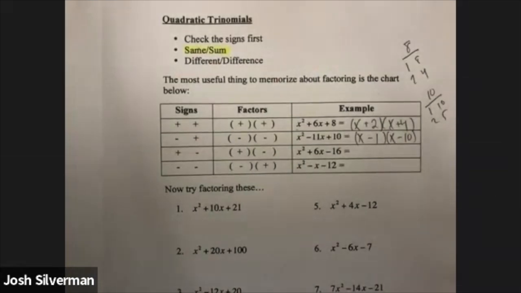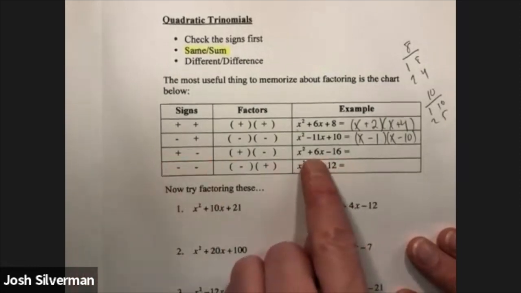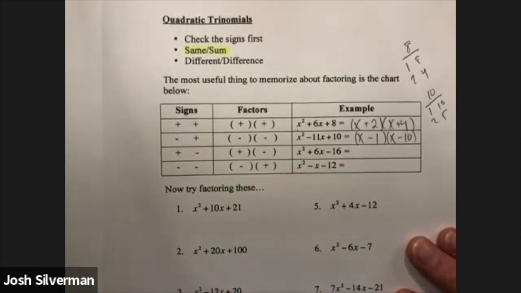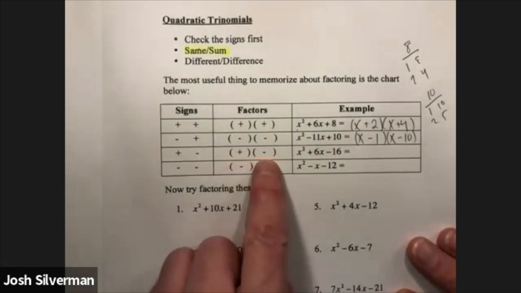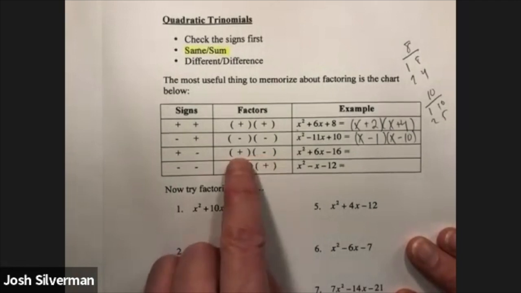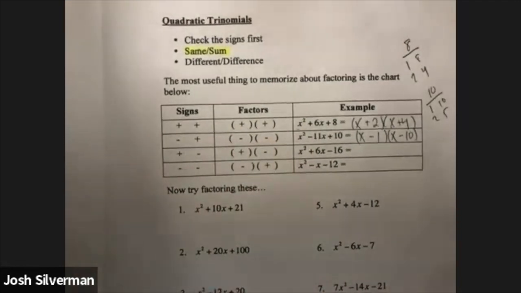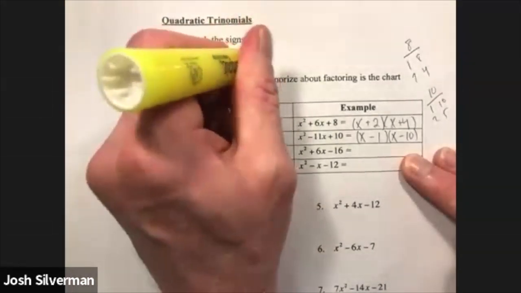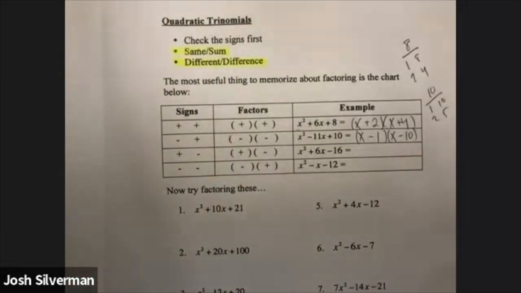All right. Now, when the first sign in your trinomial is positive and the second sign is negative, like we see here, a plus and a minus, then you're going to get 1 plus and 1 minus for your factors. Those will be different signs. And when we're factoring, we're looking for a difference. Different, difference. Same sum, different, difference.